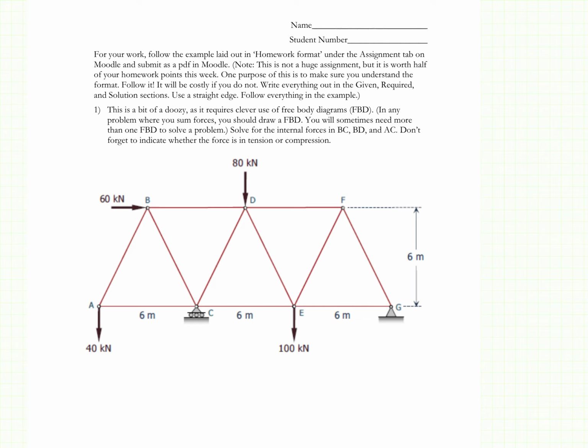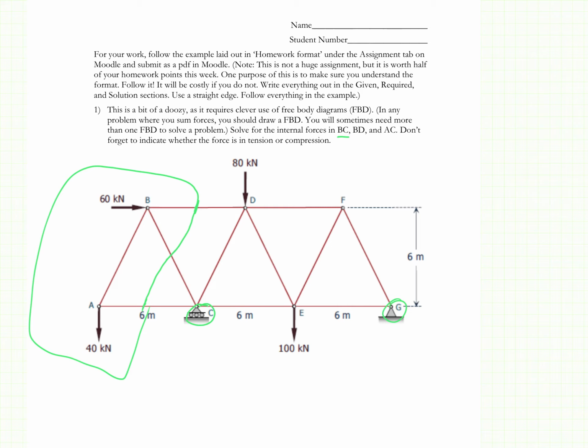Let's see. So the things we want: BC, which is right here. We want BD, which is right here. And we want AC. And so that right there is why this is easier to do with the section, because I can very easily cut these three things off and make this my free body diagram. The other thing that makes that really nice is that I don't have to worry about the external forces at C or G. I do not have to solve those first.